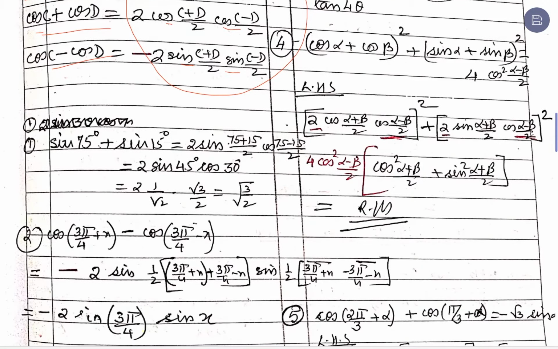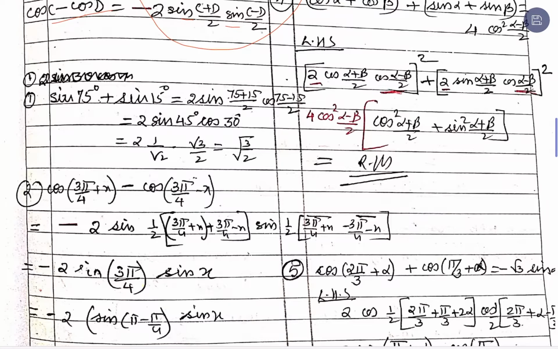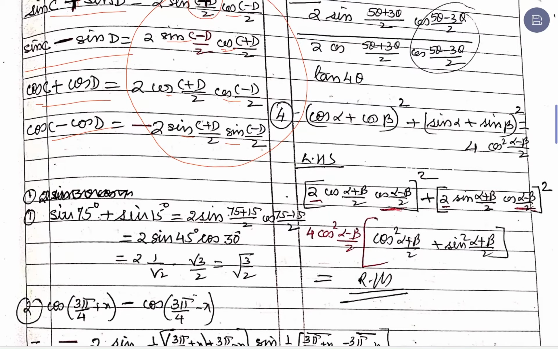So that's what I have taken up. I have taken a few examples. I will be explaining these examples to make you understand the formula. To start with, the first one: sine of 75 degrees plus sine of 15 degrees.